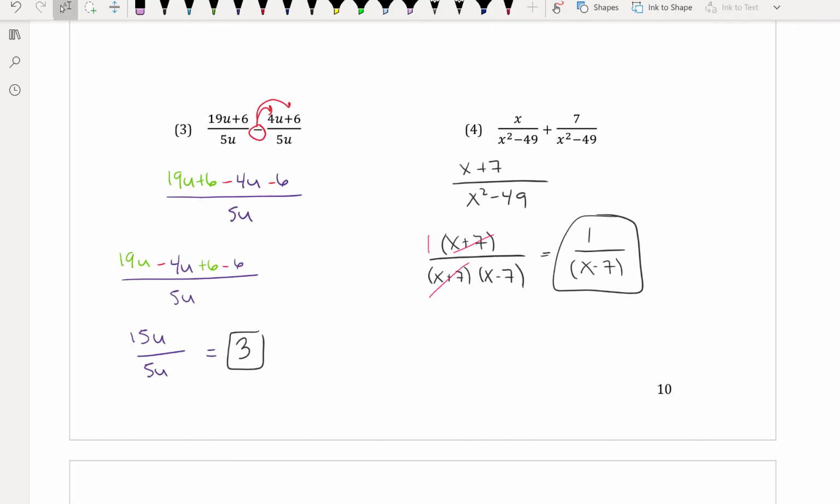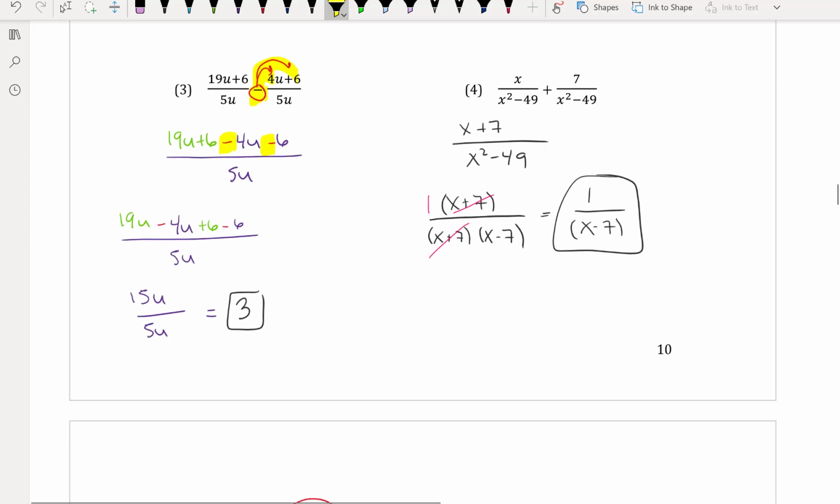For number 3, you had to be really careful. That subtraction sign in the middle means to subtract everything in the numerator. So it's a negative 4u and a negative 6. So this is really important to see how that negative gets distributed to the 4 and the 6. It gets distributed to everything in the numerator. So combining like terms, 19 minus 4 gave me a 15, and the 6 minus 6 gave me a 0. That canceled out. And then 15 divided by 5 is 3, and the u divided by u cancels out.